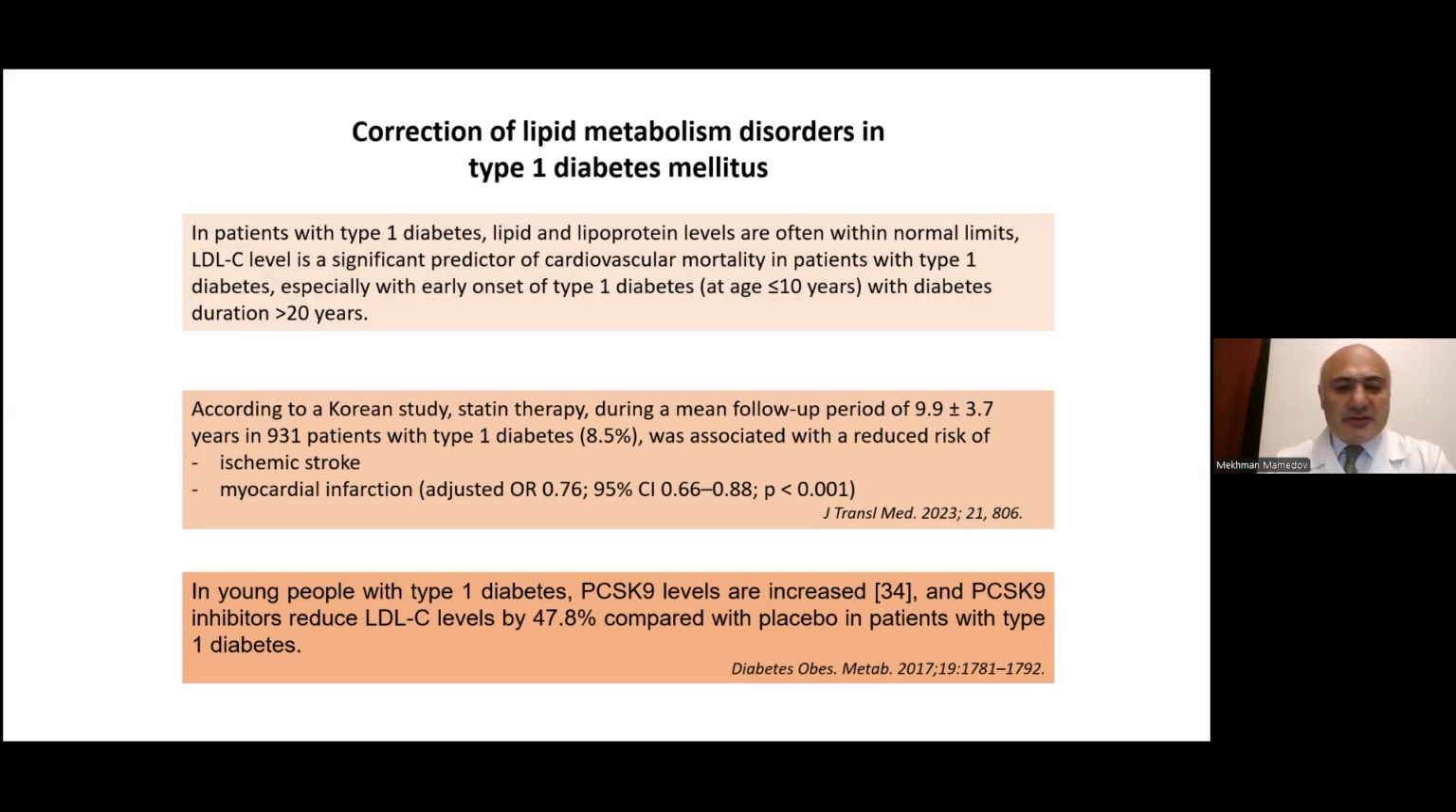According to a Korean study, statin therapy during a mean follow-up period of 9 years in 931 patients with type 1 diabetes was associated with a reduced risk of ischemic stroke and myocardial infarction. In young people with type 1 diabetes, PCSK9 levels are increased, and PCSK9 inhibitors reduce LDL cholesterol level by about 48% compared with placebo in patients with type 1 diabetes.